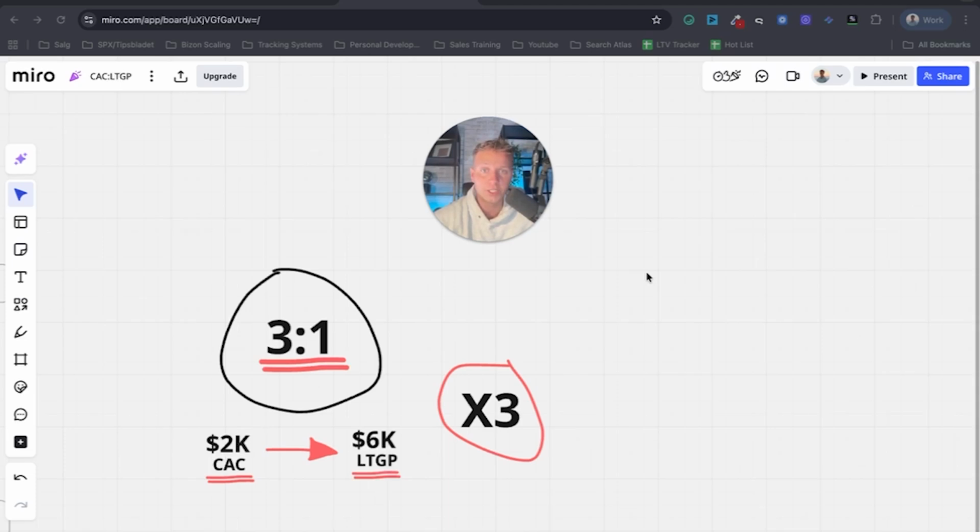And those two metrics are CAC and lifetime gross profit. Because if you have these two numbers in place, you basically just need to spend more money, and you thereby have a predictable machine you can scale.